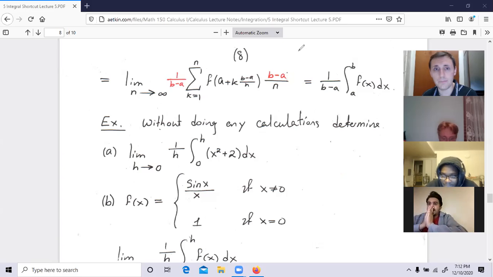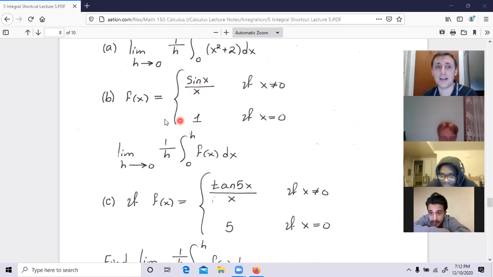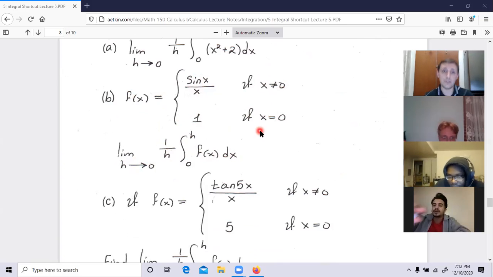And thank you, Nassim. So next question, let's see if you can do it faster. B, what is this limit? Look at it, my function is defined to be sine x over x if x is not zero and one if x is zero. What is going to be the limit as h goes to zero of one over h integral from zero to h of f of x dx? What's going to be that average?